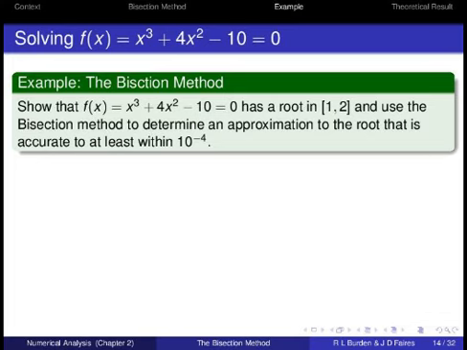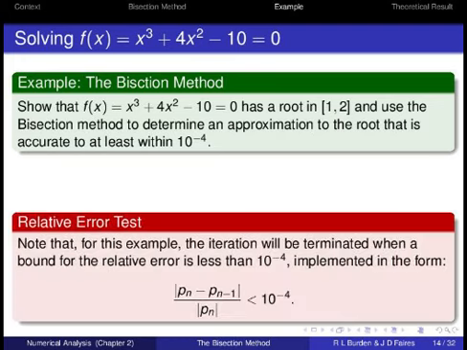So in this example, it's given that the root lies in 1, 2. That means it is between 1 and 2. It may be 1.5, so you have to split at the midpoint. So show that f of x equals x cubed plus 4x squared minus 10 equals 0 has a root in 1, 2, and use the bisection method to determine an approximation to the root that is accurate to at least within 10 to the power minus 4. So that is the tolerance. It is given that you have to do the calculations up to 4 decimal places.